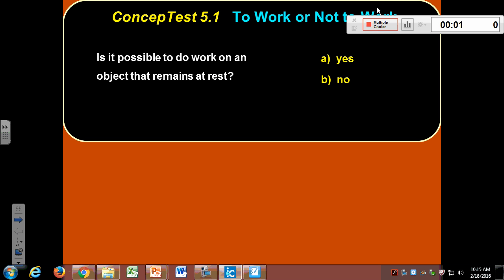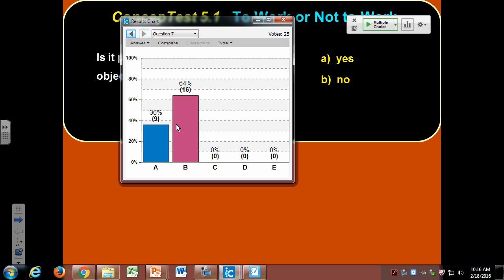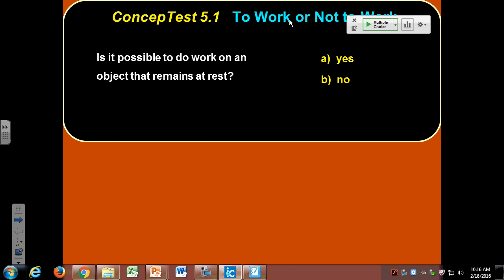All right. Is it possible to do work on an object that remains at rest? Yes or no? A, yes, or B, no? All right. I'll stop at 30. Okay, B is right, because if an object is at rest, there's no displacement. And if there's no displacement, there's no work done.